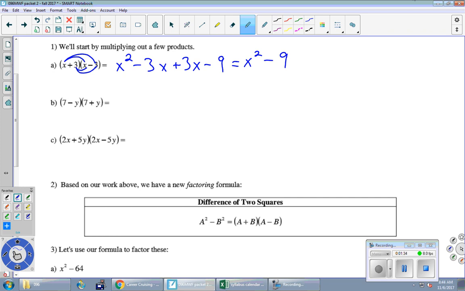Let's take a look at this next one. Again, we'll do our lobster claw kind of thing. So first times first, that's 49. Outers is a positive 7y. Inners is a negative 7y, look at that, and then the last is a minus y squared. So if we combine like terms, again, we see things canceling in the middle, and we just get 49 minus y squared.